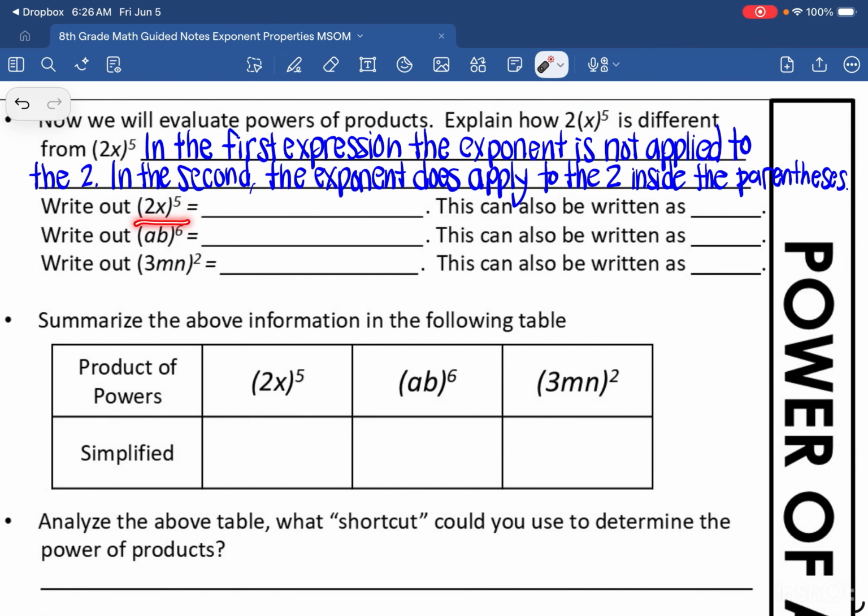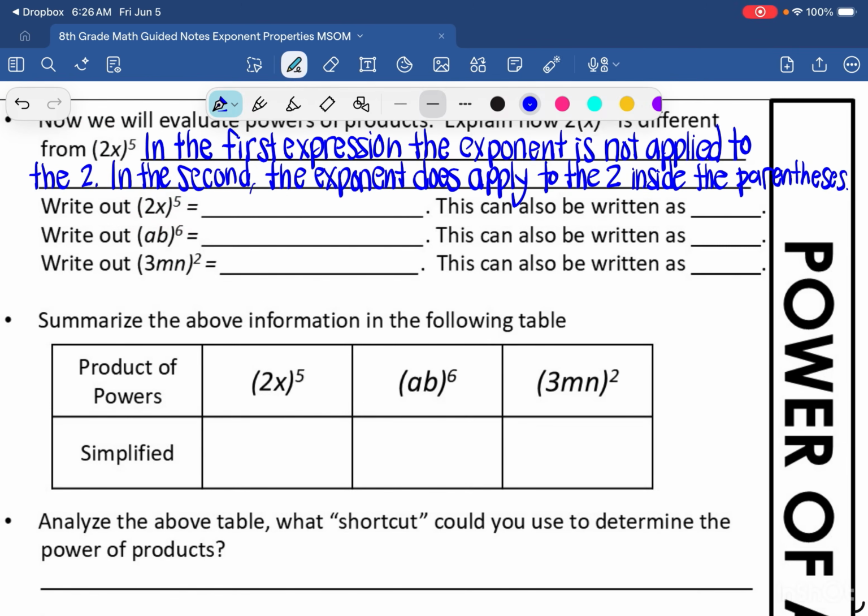Write out 2 to the x to the 5th. So that means I have 2 to the x once, 2 to the x twice, 2 to the x 3 times, 2 to the x 4 times, 2 to the x 5 times. This can also be written as, so if I'm multiplying all that together, I have 2 times 2 times 2 times 2 times 2, which is 32, and then I have 5 x's, so 32x to the 5th.